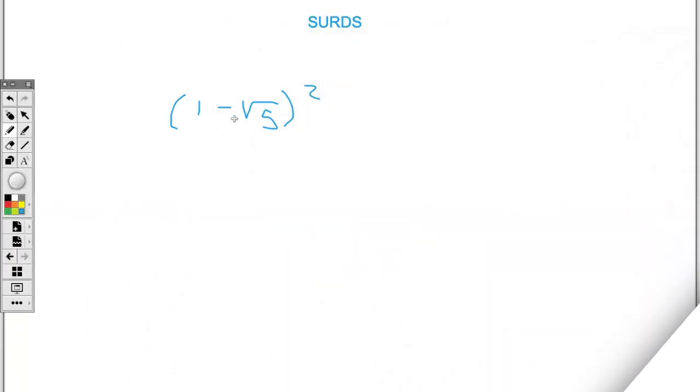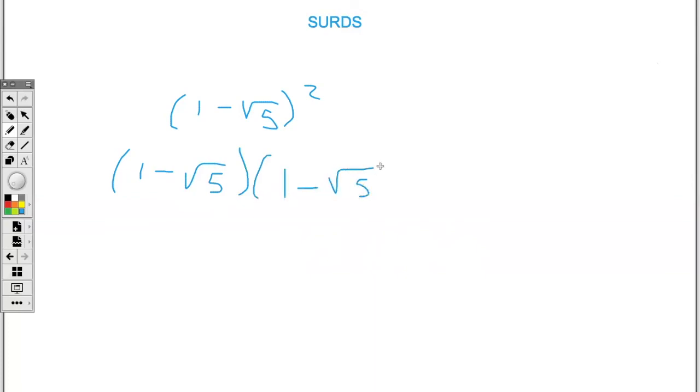If we have 1 minus root 5 all square, it's the same thing as 1 minus root 5 times 1 minus root 5. Then we multiply 1 times 1, that gives me 1. 1 times minus root 5, that's minus root 5. Minus root 5 times 1, minus root 5. And negative times negative, positive, and root 5 times root 5 is 5.